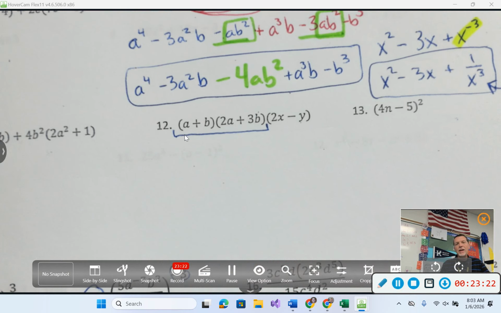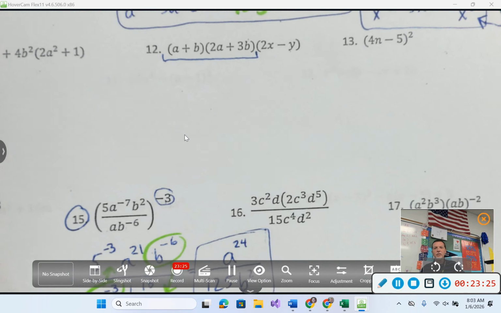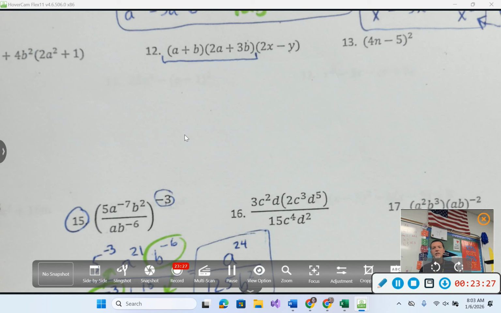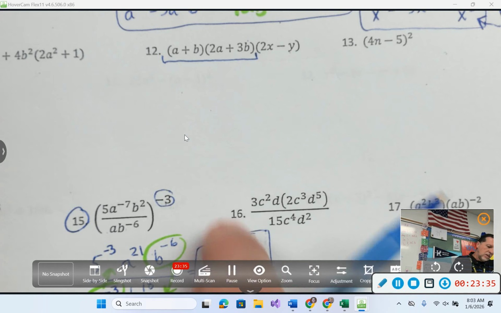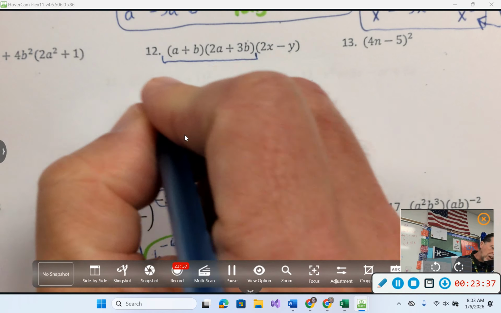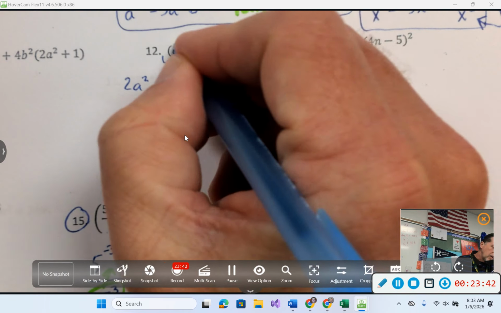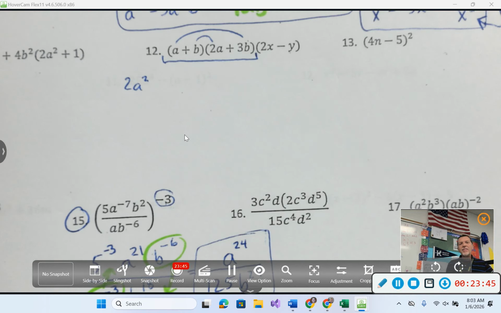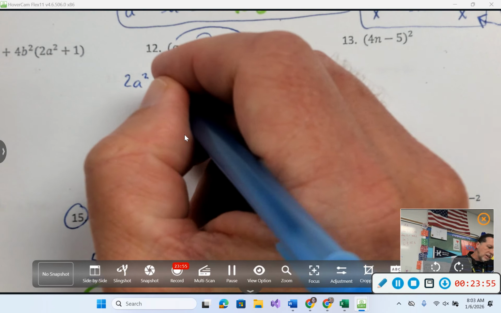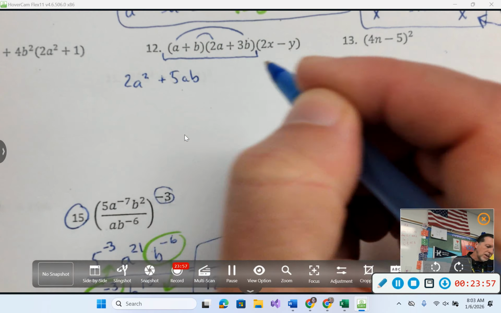Well, I can do any two you like, but it feels like doing the A's and B's first would be the better way to go. So FOIL the first two, clean it up, and then distribute the 2x minus y. So you got a little extra space for that one because you'll need it. 2a squared. If I peek ahead, I can see that the O and the I are going to be like terms. So I can do a little bit of work in my head here. 2ab plus 3ab is going to be 5ab.